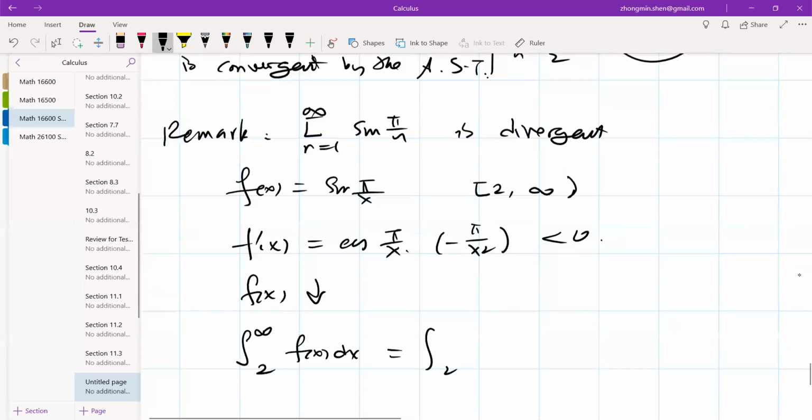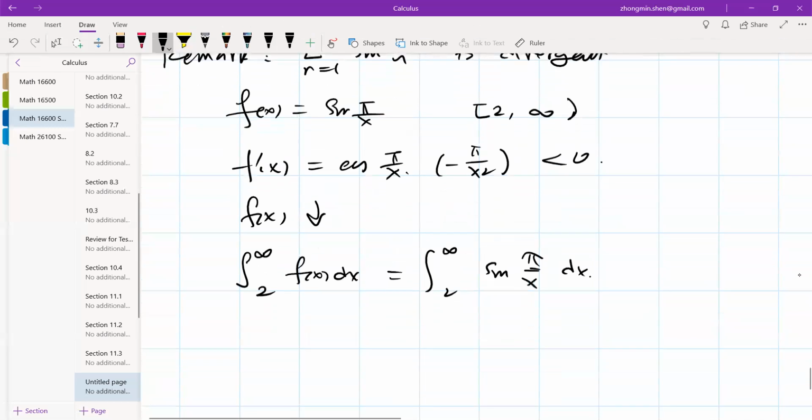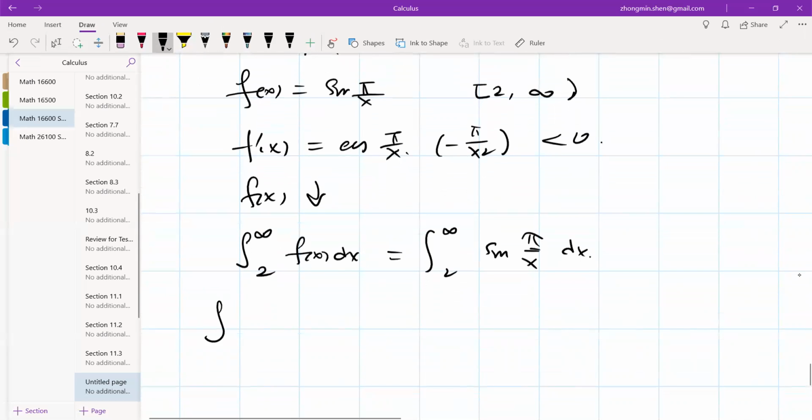Now the problem is, can you evaluate it? It's not easy. You may try to use substitution. Okay, let's just find the antiderivative and use substitution, let u be pi of x. Okay, so I get sine u. And the dx, when you differentiate, du equals negative pi x squared dx.